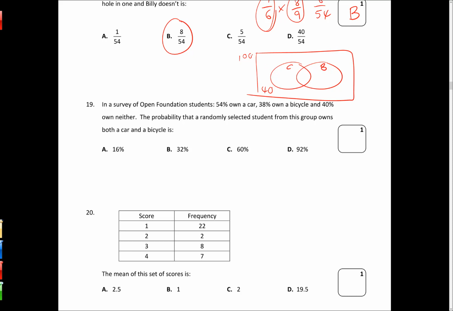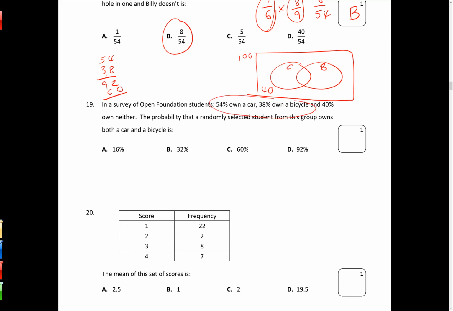Clearly it's 60. It's got to add up to 100%, or I'm pretending there's 100 people, so the C and B circle add up to 60. But what do the percentages add up to? 54 and 38. 54 for the car and 38 for the bike. If I add them up, that means like 92 people. Again, I'm just assuming that 100 people were in this survey. 92 people own a car and own a bicycle in those categories, but it can only fit 60.